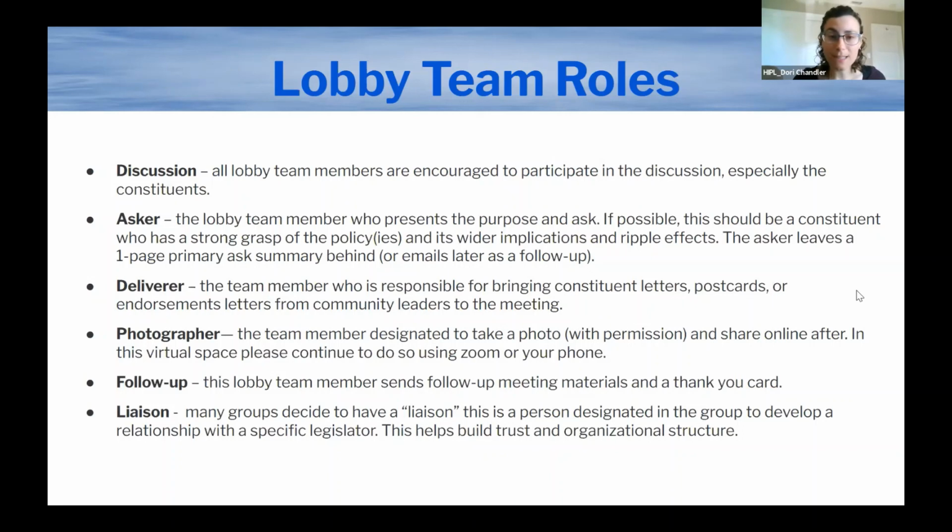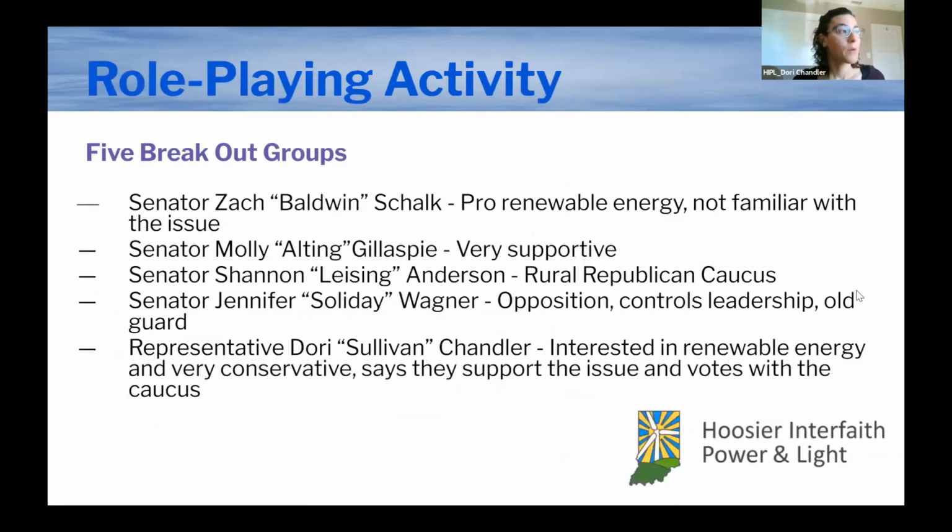All right, so in a minute, we're separating everybody out into groups. You are going to be practicing with your legislator. We're going to have 5 breakout groups. Senator Zack Baldwin-Schalk is going to be a pro-renewable energy person. He's not familiar with the issue, so if you're in Senator Schalk's district, then it's your responsibility to educate him on the issue. And Senator Molly Alting-Gillespie is very supportive of the issue, so you don't really need to convince her. You need to find out how you can help her achieve her goals and which other members you need to get on board as co-sponsors.